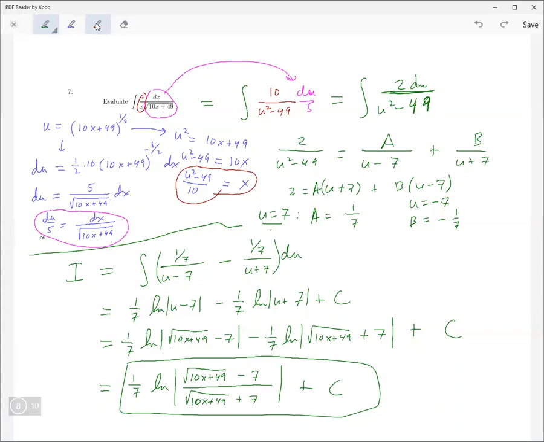Okay, so that's just exploiting that log of a minus log of b equals log of a over b. That's just exploiting that.